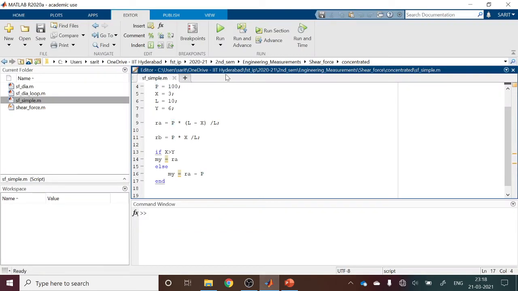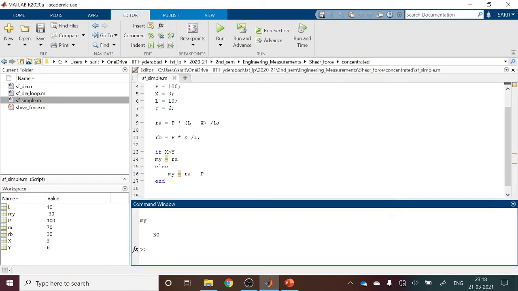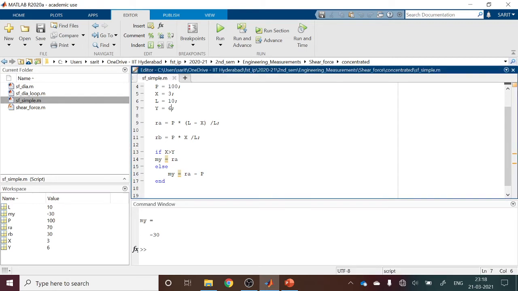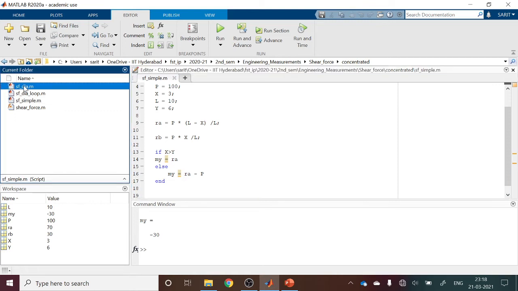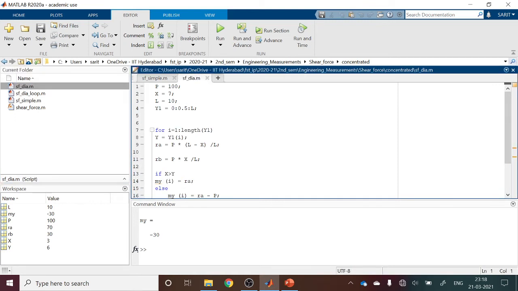So it's a very simple code. Now if you execute it, it will give us the shear force at a distance of 6 meter from the left hand side. This is a very simple problem, and I've written it. Now if you want to plot a shear force diagram, how will it be?